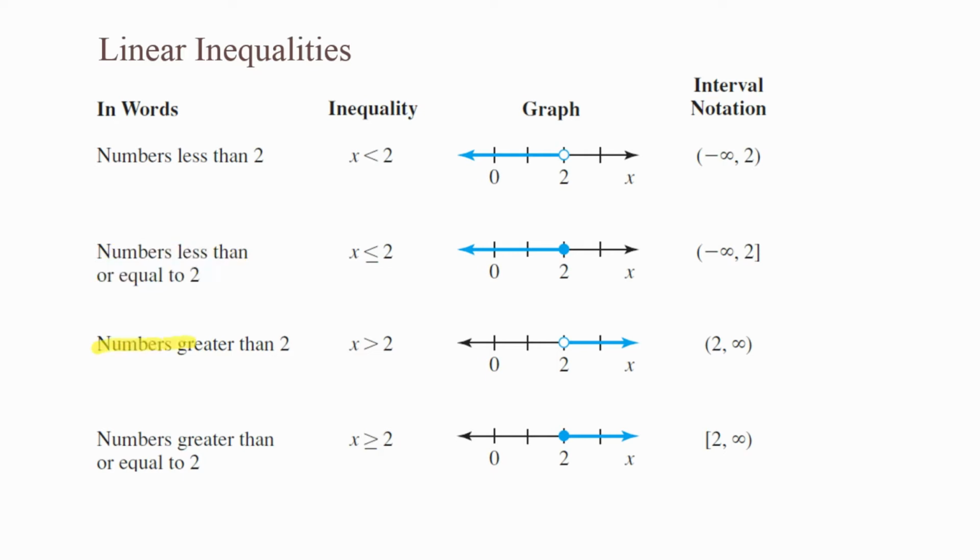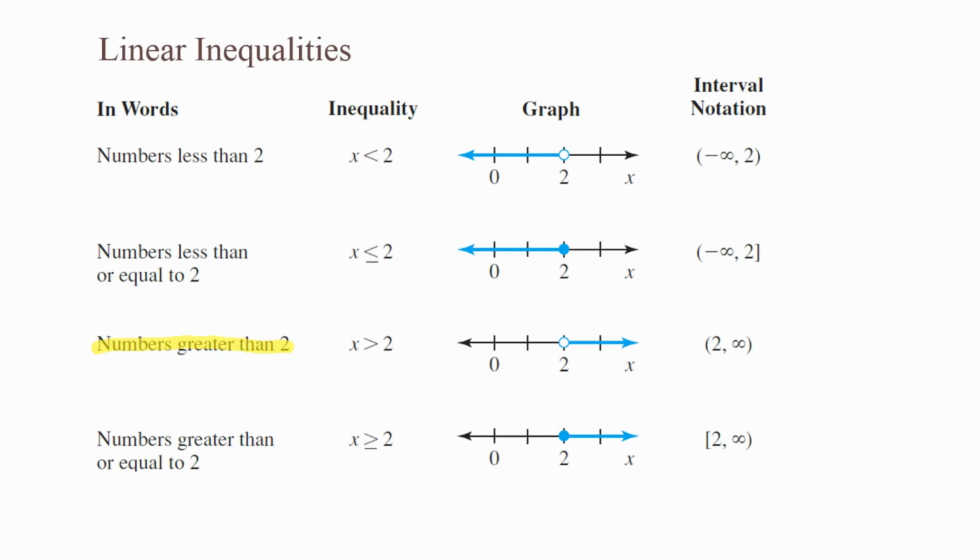Numbers greater than 2 are written as an inequality with x is greater than 2, where the point of the inequality is now towards the 2. There's an open dot at 2, and we shade to the right. Reading it from left to right, our answer begins just beyond 2 and goes on forever towards the right, with our numbers getting increasingly larger.